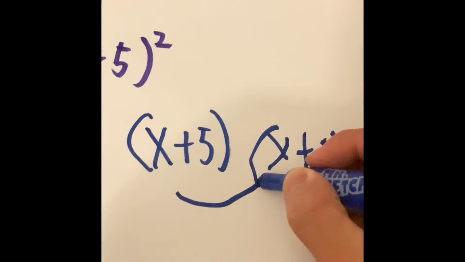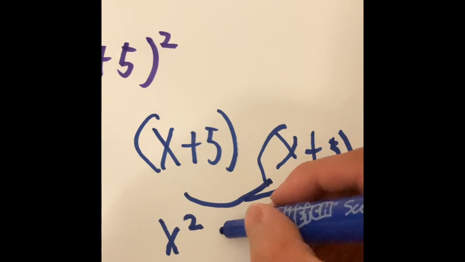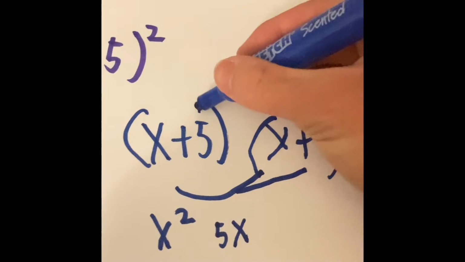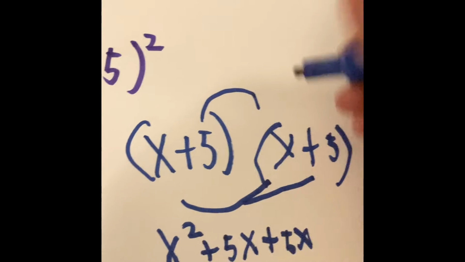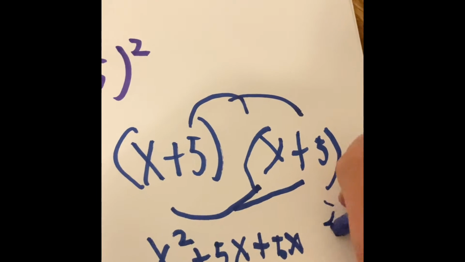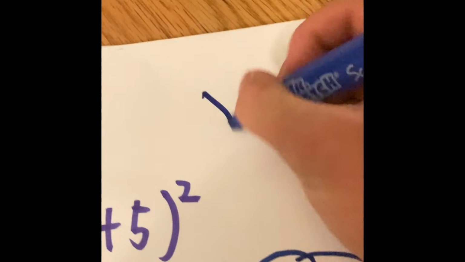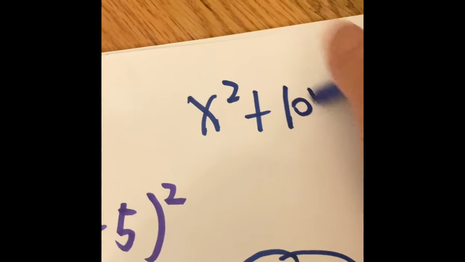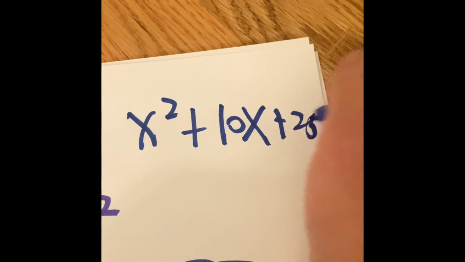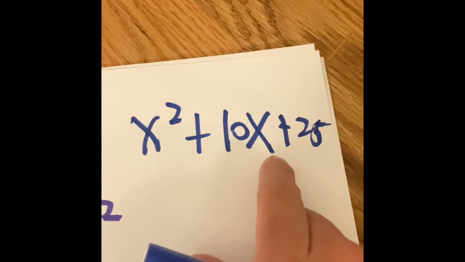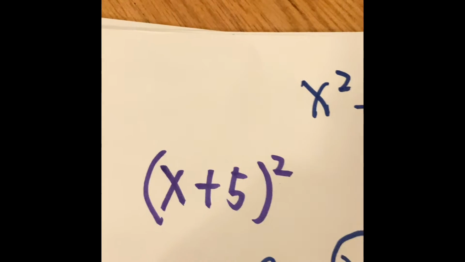X times x is x squared. X times 5 is going to be 5x. 5 times x is going to be 5x again, but we add them. And 5 times 5 is 25. When we do that, we get an answer of x squared plus 10x plus 25, instead of x squared plus 25. So that is going to be a new trinomial if you use the squared in the parentheses.